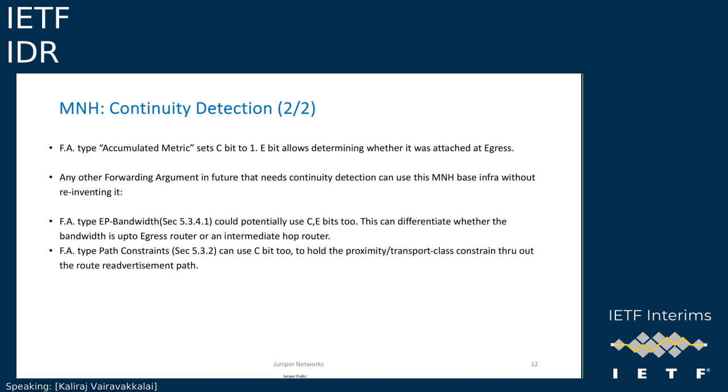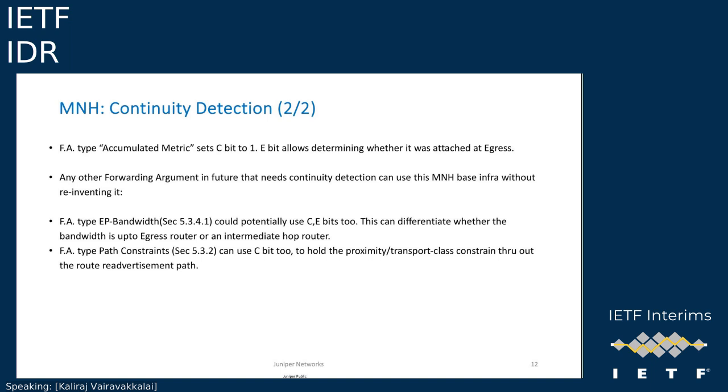So this is just, yeah. So accumulated metric, which is added, sets the CBIT to 1, and it uses the EBIT. And any other forwarding arguments in future can use continuity detection. For example, bandwidth can do that with a new bandwidth function.